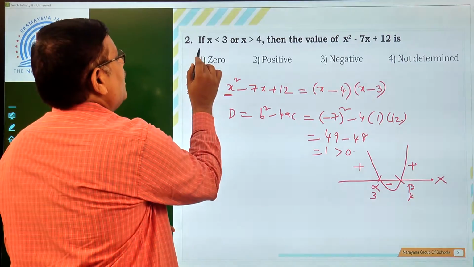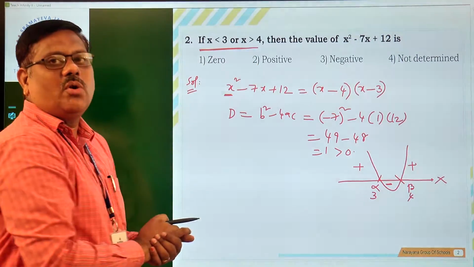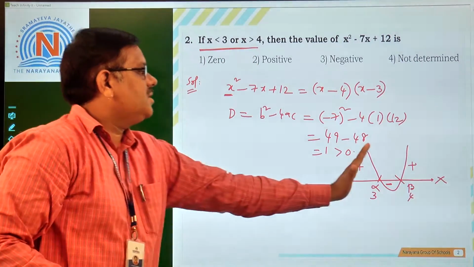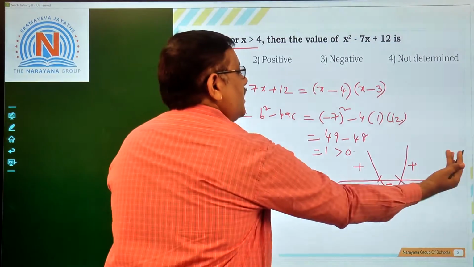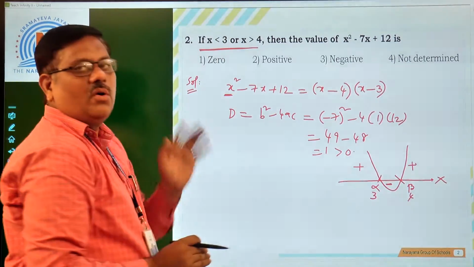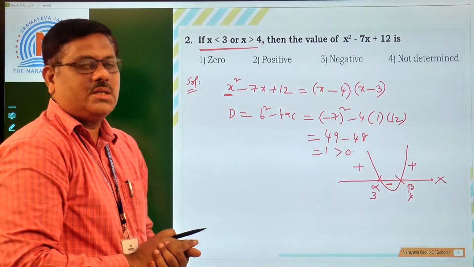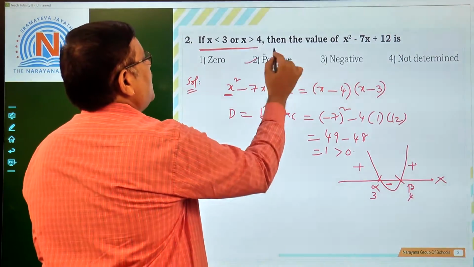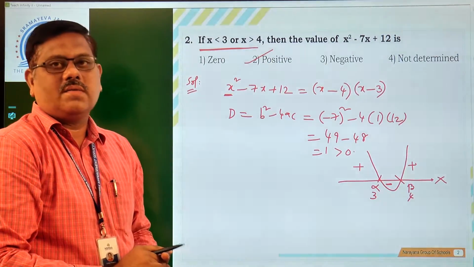But what are you saying here? x less than 3 and x more than 4. Less than 3 means this region, more than 4 means this region. In this entire region, what can you say? The expression is positive. So out of the given 4 options, the second option, positive, is the right answer for this question.